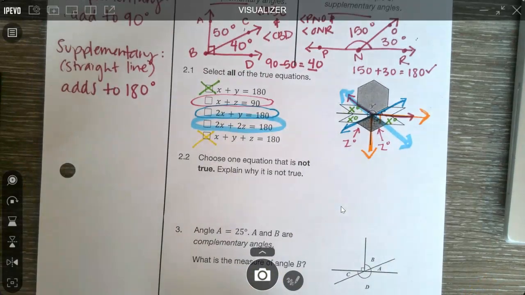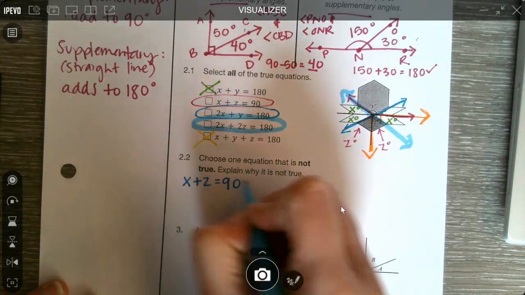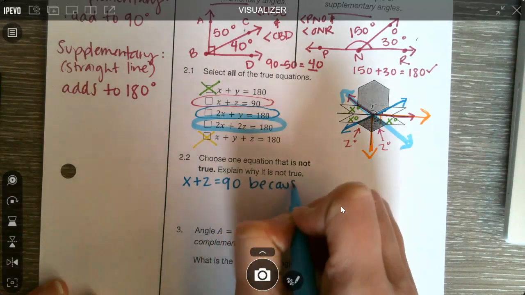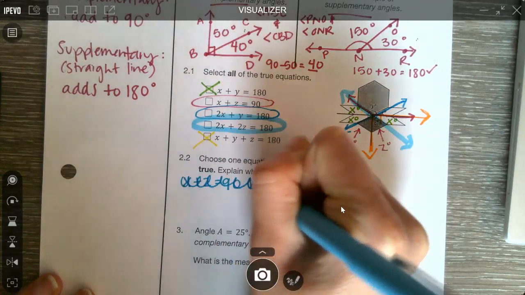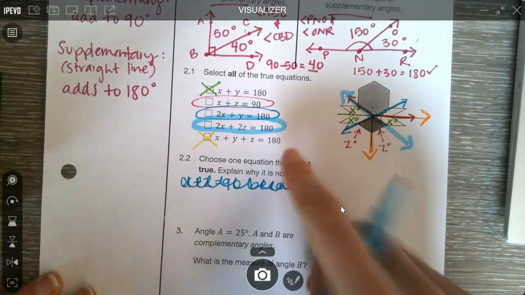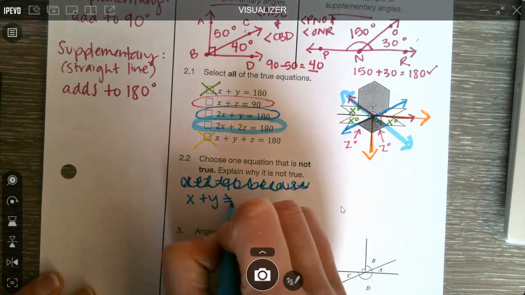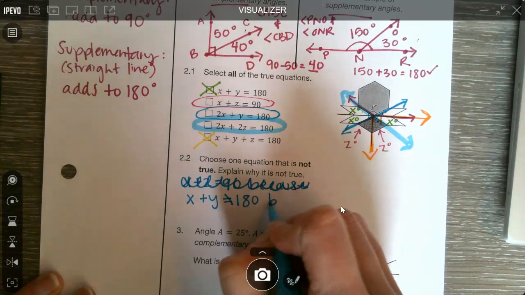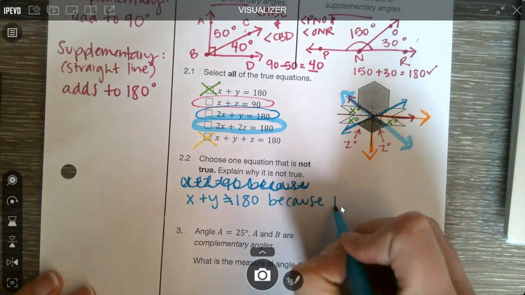Okay, now you get to pick any of those and you're going to write a statement. How do you know it's true? Well, let's say I'm going to do x plus z equals 90 because, ooh, hold on, this is not true. Come on, Miss Grew. So I have to pick either the top one or the bottom one. So I'm going to pick the top one. I'm going to say x plus y does not equal 180 because if I look up here, x and y, they don't make a straight line.